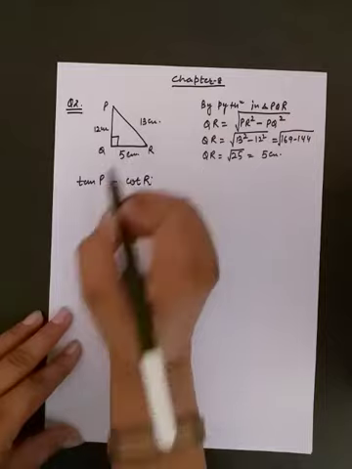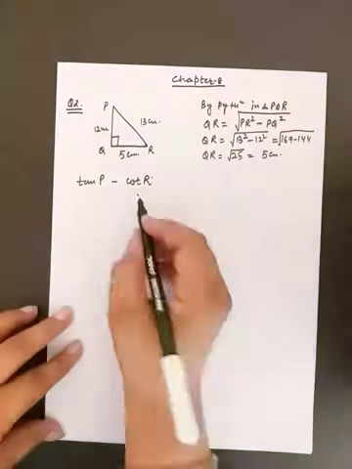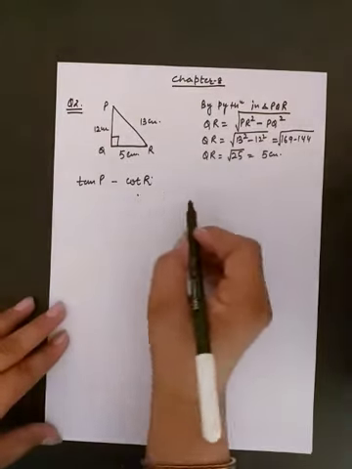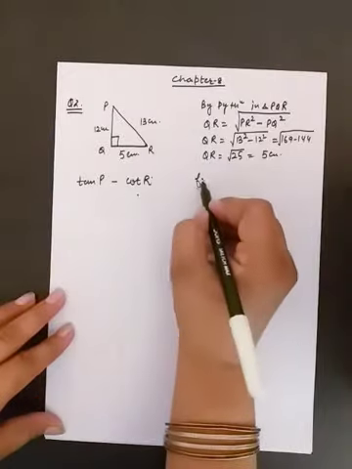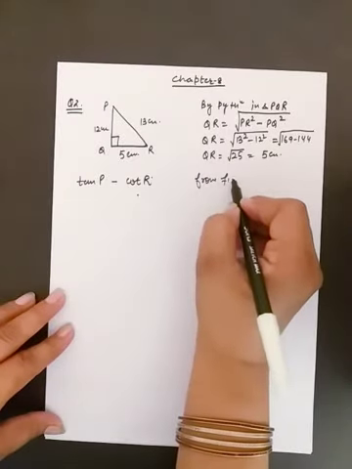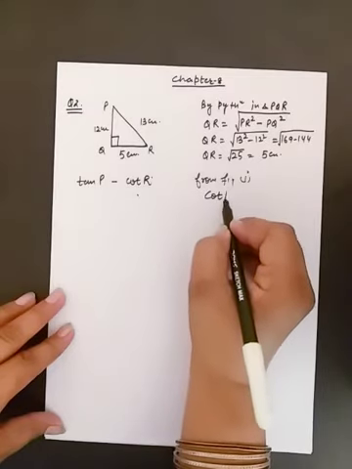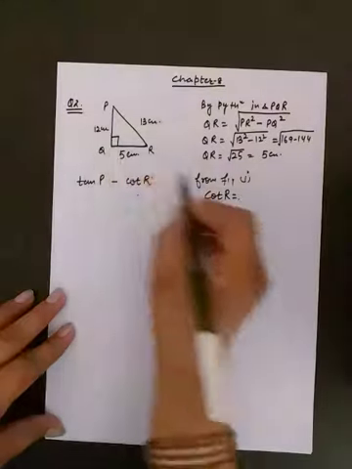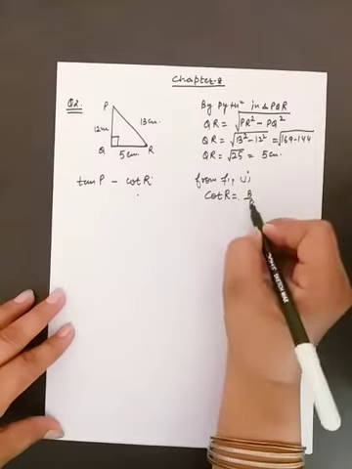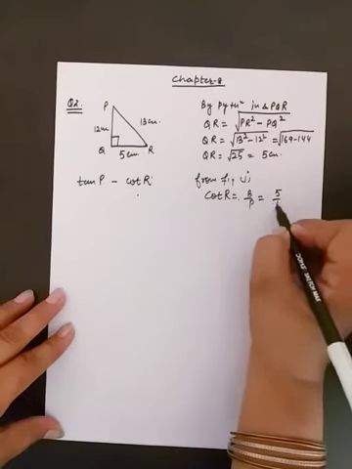So now we have all three sides of our right angle triangle. From figure 1, we can find cot R. Now cot R is base by perpendicular, so 5 by 12.